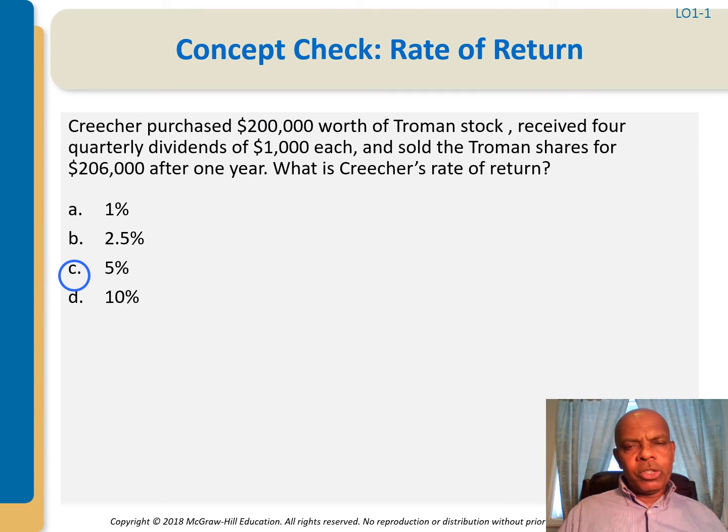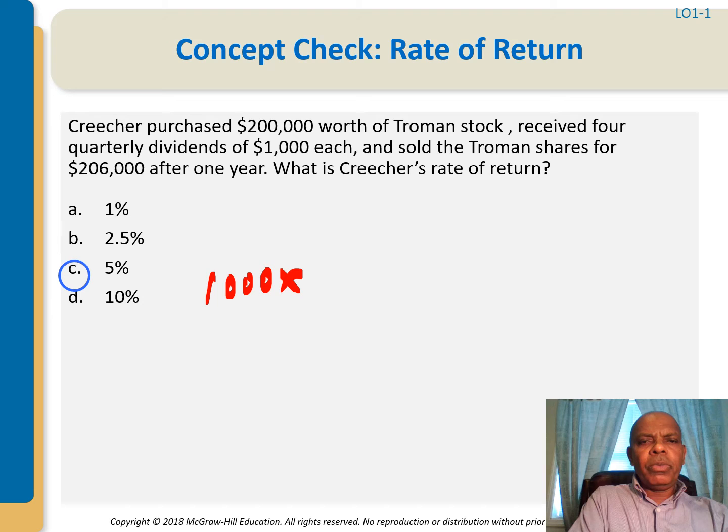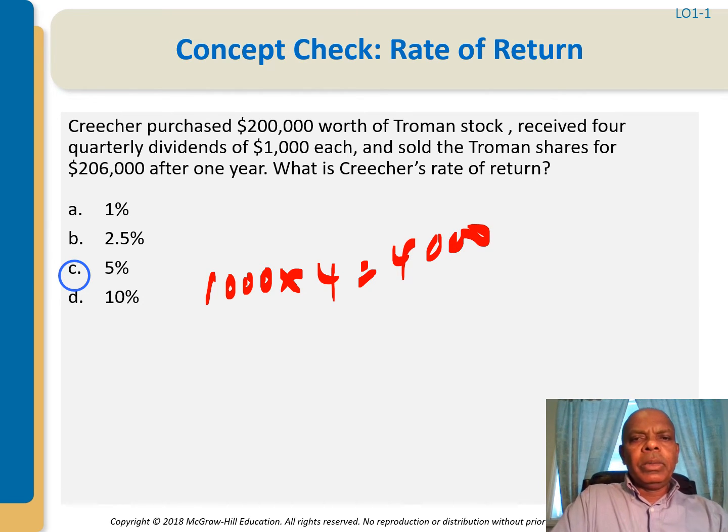Okay, how about looking at this quick example? This individual purchased $200,000 worth of common stocks and received 4 quarterly dividends of $1,000 each. Now you can put the numbers here. Okay, it's important: $200,000, received 4 quarterly dividends of $1,000. $1,000 times 4 is $4,000, right? You have that number, $4,000, and sold the shares for $206,000 after 1 year.